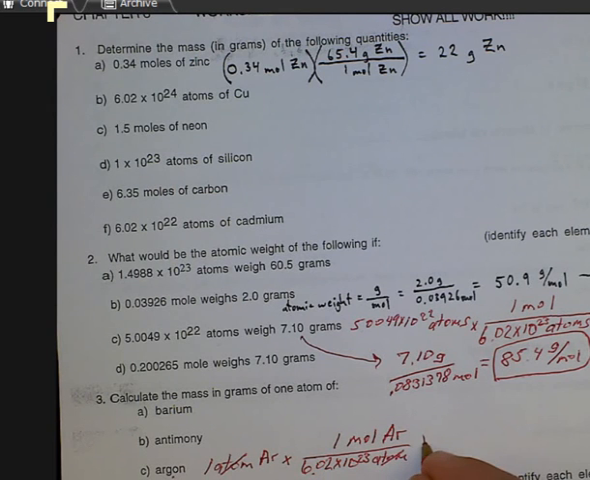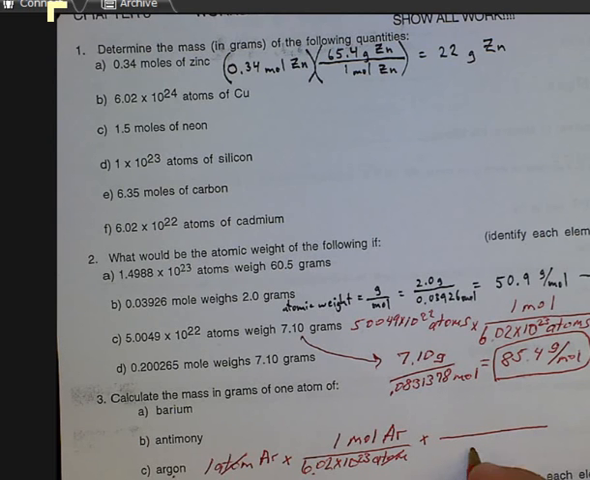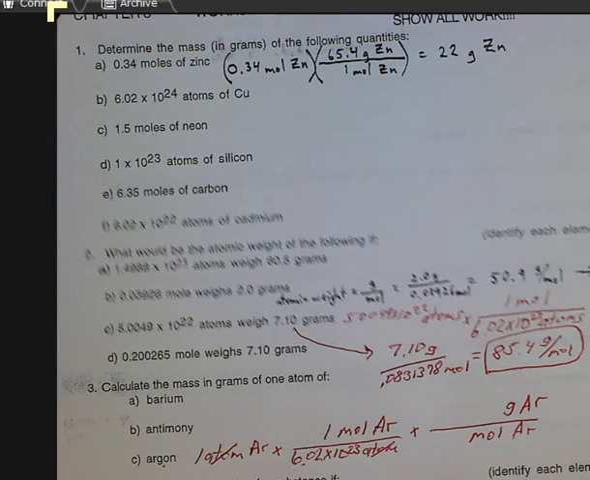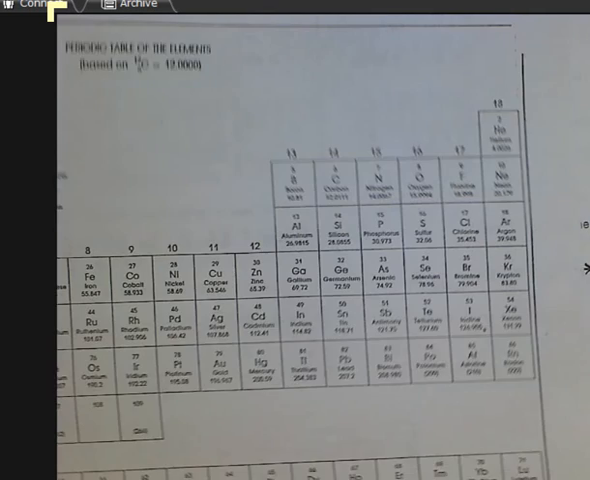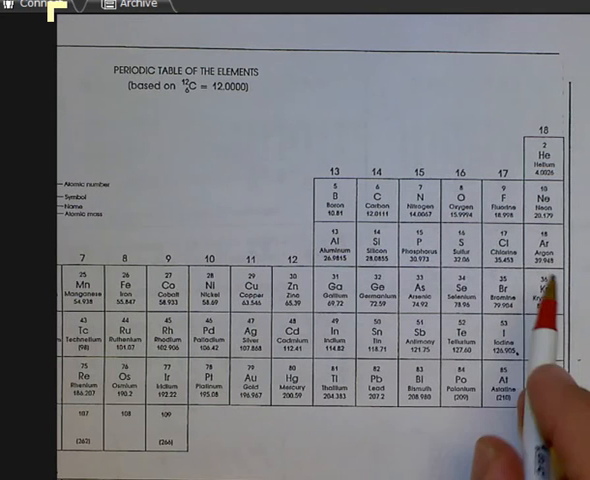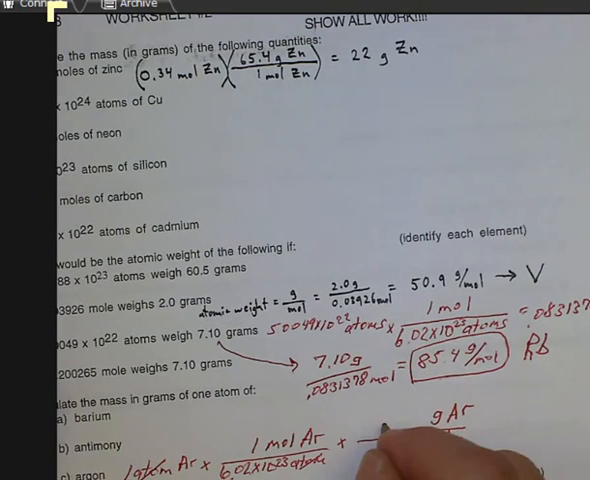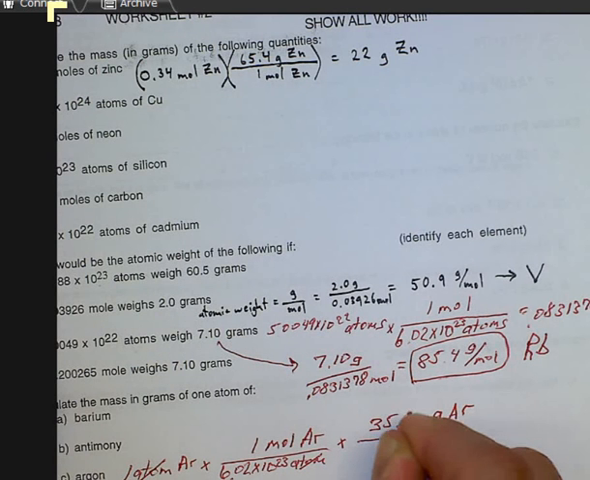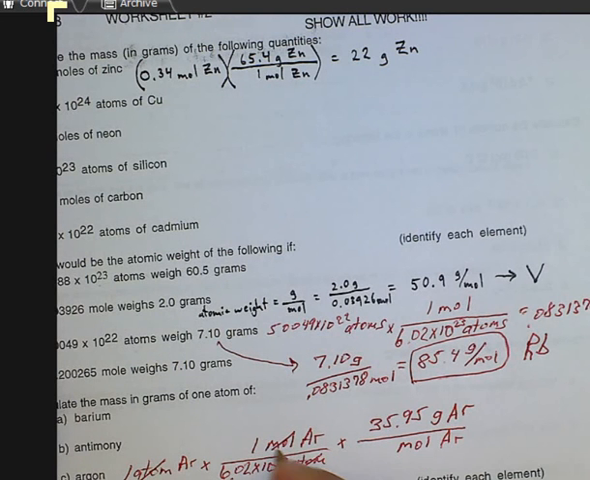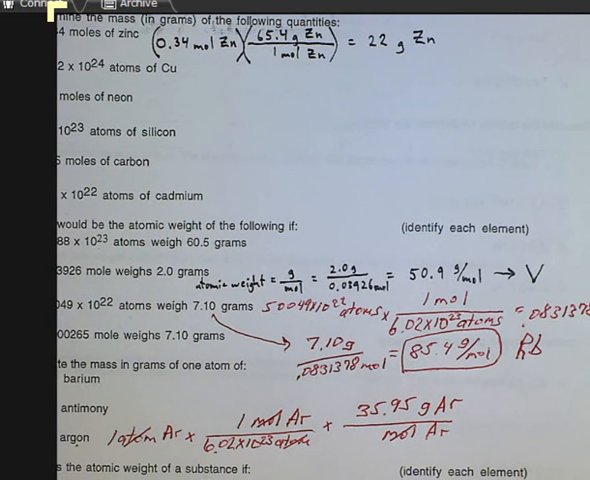Then the next step, we can convert moles of argon to grams of argon. In order to find the number of grams of argon, we're going to look on the periodic table. And I see that the molar mass of argon is 39.95. So I'm going to put in 39.95. This step cancels out our moles. Now, we just simply need to do the math.